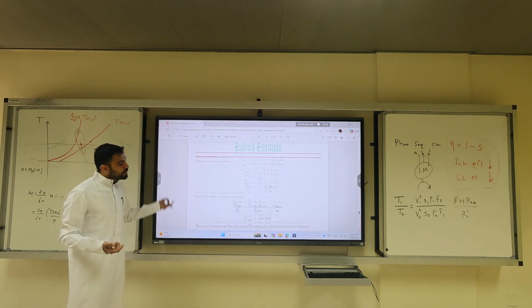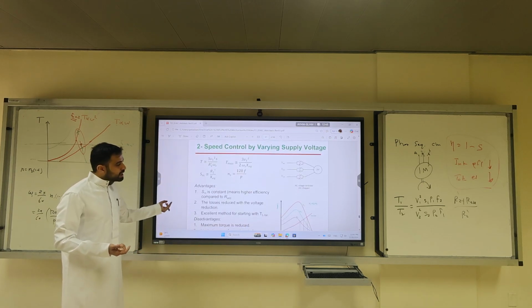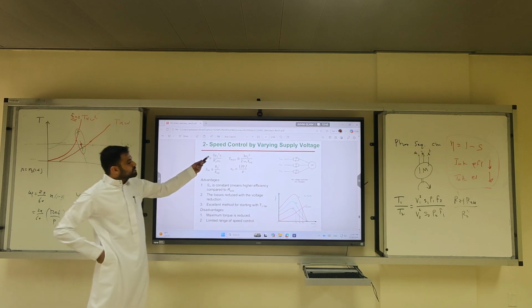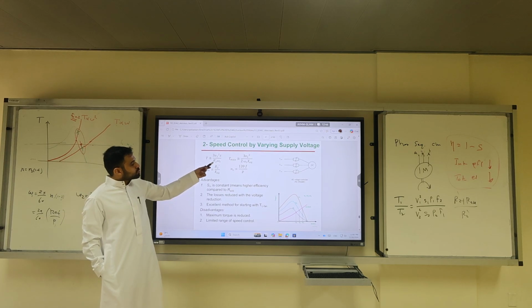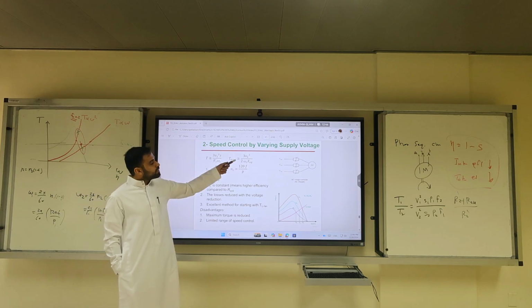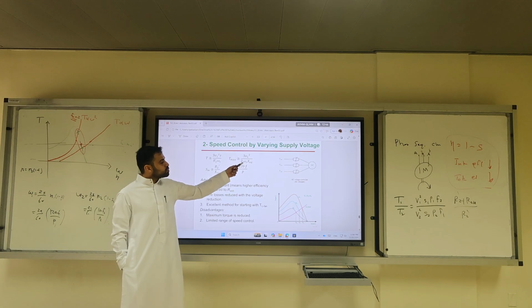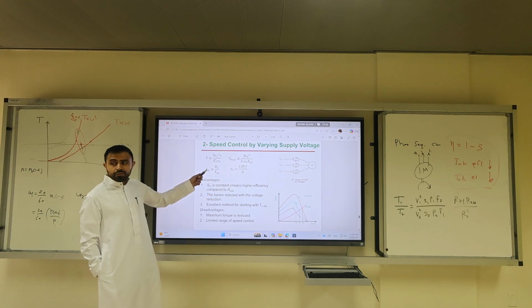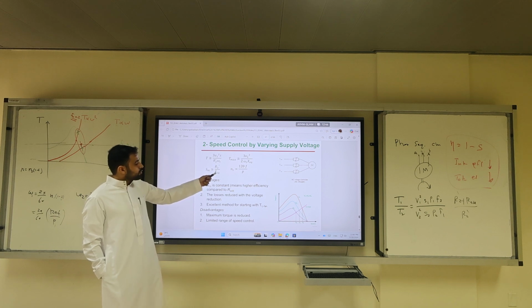The other type of speed control which is required in the test is varying the stator voltage. Do you remember this equation? 3V1 square over 2 omega s, the maximum torque after simplification. Do you remember this equation? The maximum slip, if you ignore R1, is R2 prime over X equivalent.